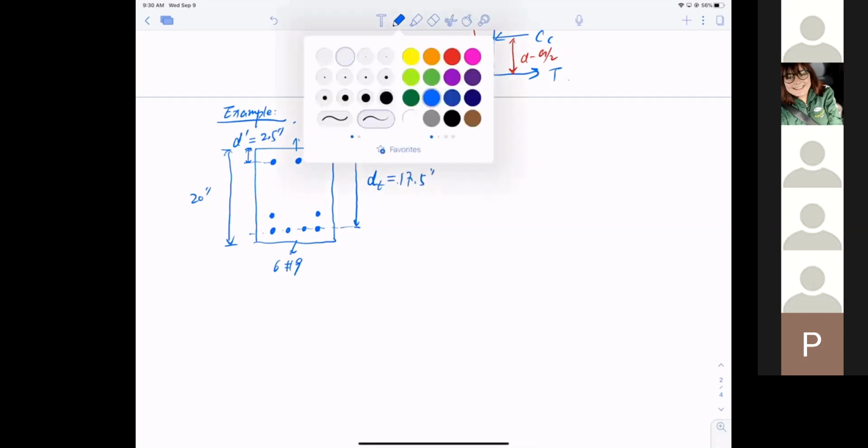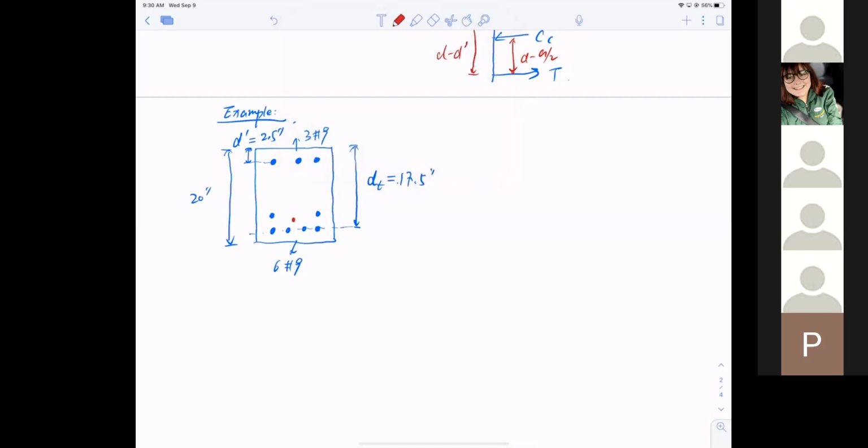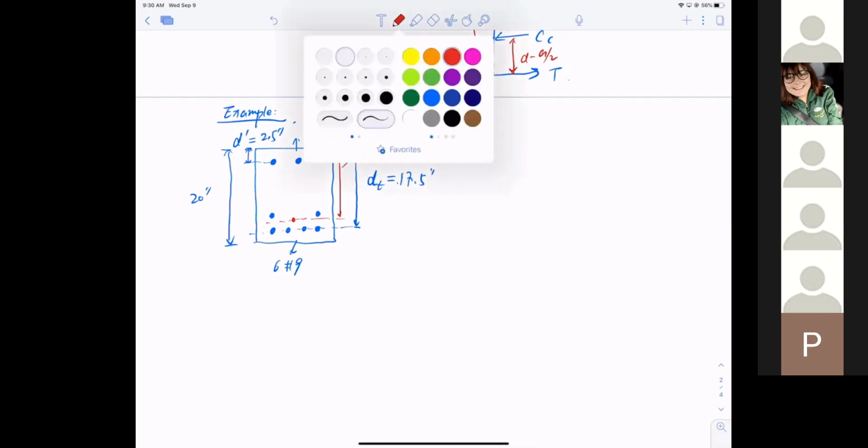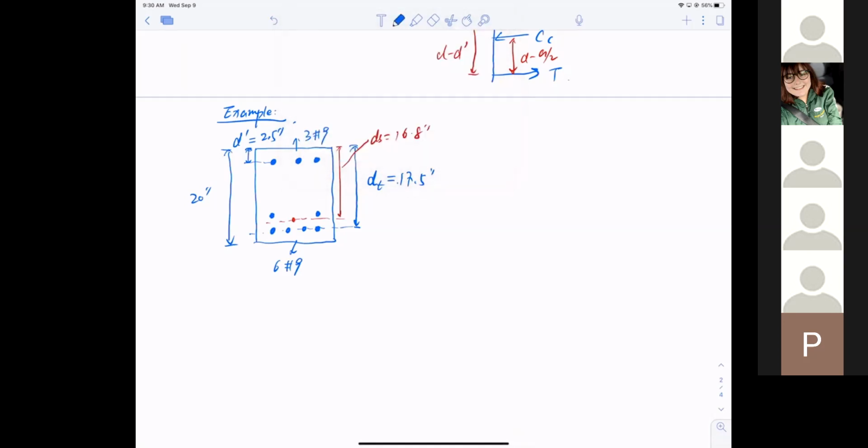And I saved you the trouble. I actually calculated the center for you for the group of bars. This is ds, and that is 16.8 inches. In the exam you have to calculate it yourself. All right, so several more parameters.